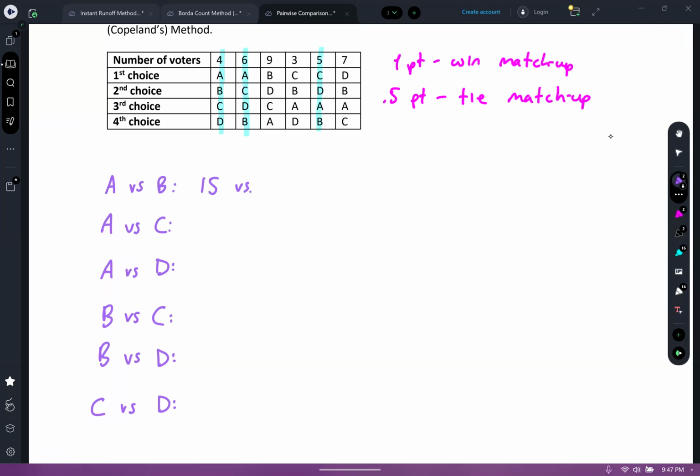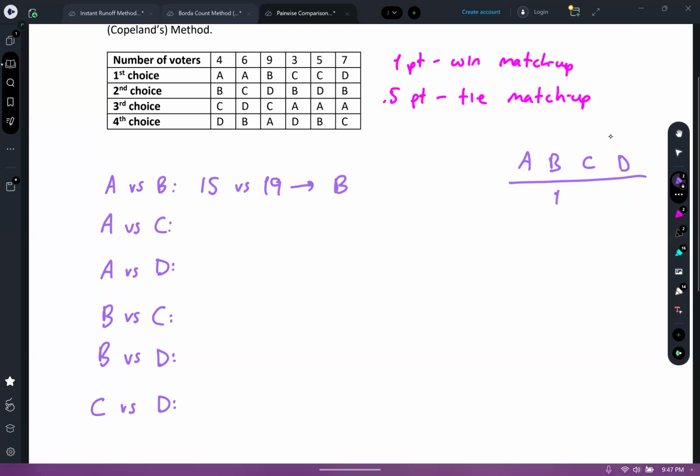In comparison, the rest of the voters ranked B above A. So we have 9 plus 3 plus 7 voters ranked B above A. 9 plus 3 plus 7 is 19. To determine who wins the matchup, we see who had more voters that ranked one above the other. So here, that means that B is the winner of the A versus B matchup. If we make a little table here to summarize all of the points that the candidates get, that would be 1 point for candidate B.